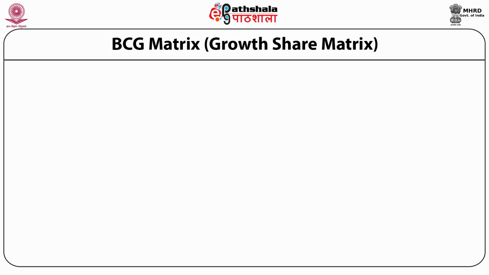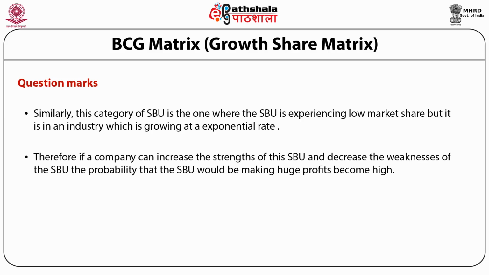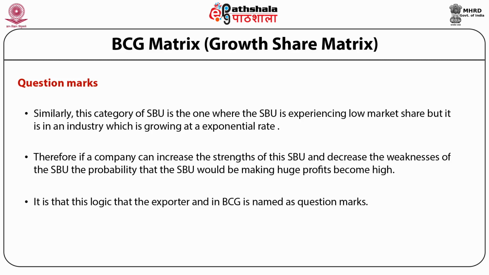Question marks. The next quadrant that we're going to study in the BCG matrix is known as the question marks. This is the category where the strategic business unit is experiencing low market share, but it is in an industry which is growing at an exponential rate. Therefore, if a company can increase the strengths of these SBUs and decrease their weaknesses, the probability that the SBU would be making huge profits becomes high. It is this logic that the quadrant in the BCG is named the question mark. This refers to SBUs which have the capacity of becoming either star performers or simply liabilities for the business.